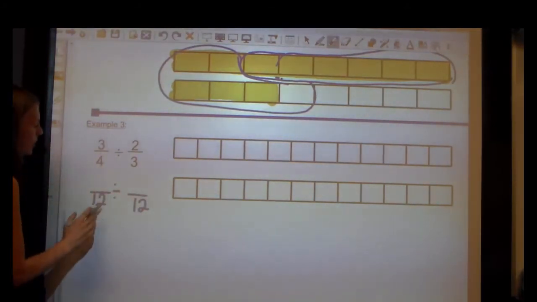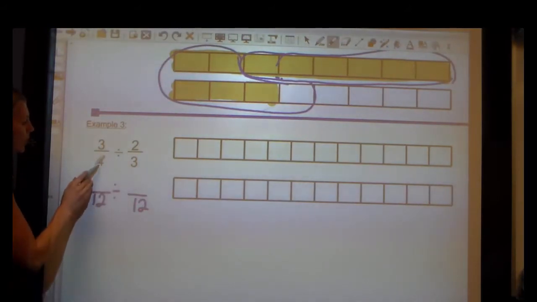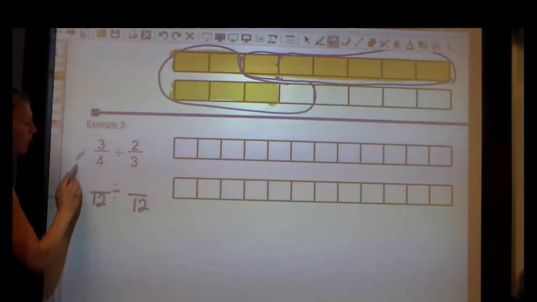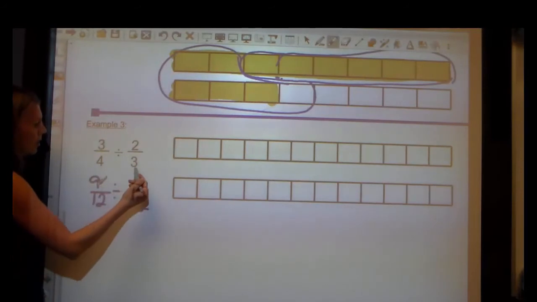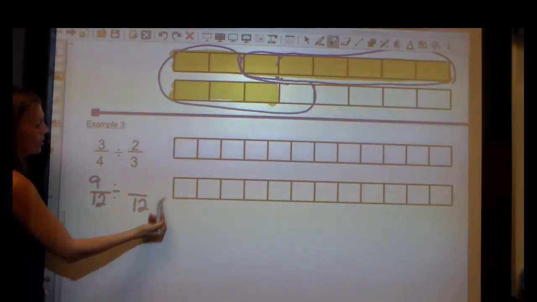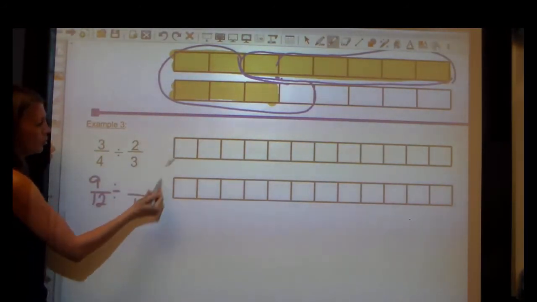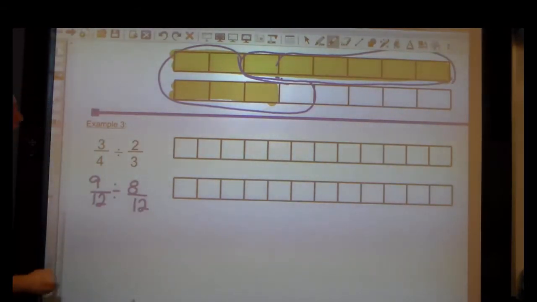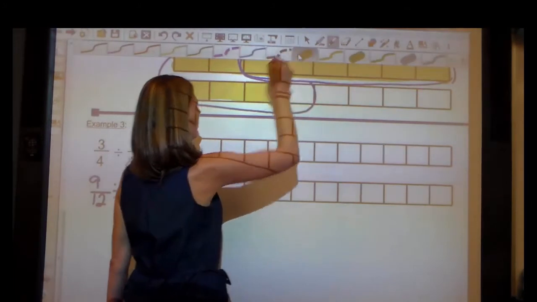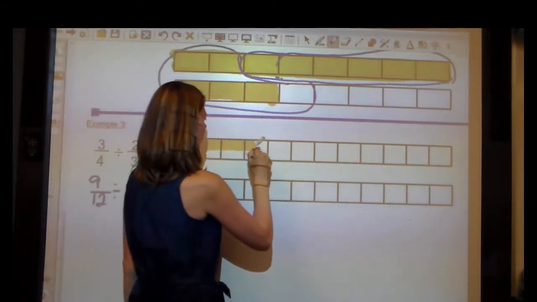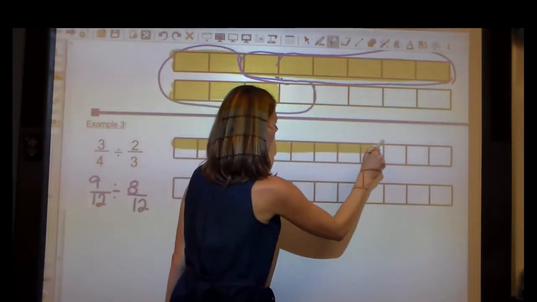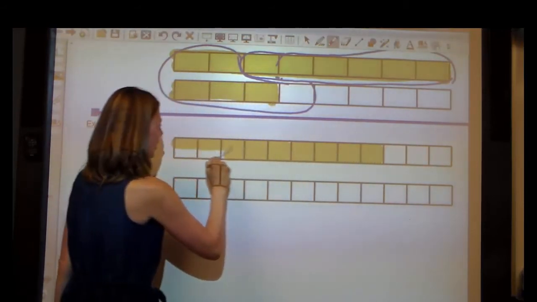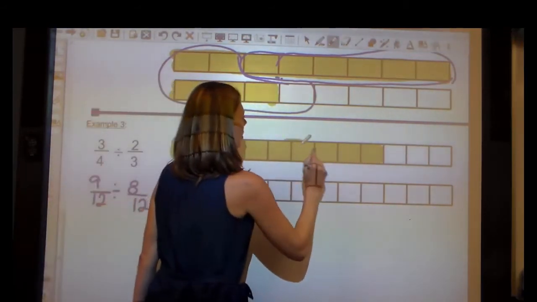So 3/4 would be the same as how many 12? So if I multiply the 4 by 3 to get 12, I multiply the 3 by 3 to get 9. If I want to go from 3 to 12, that's multiplying by 4, so I need to multiply the 2 by 4 to get 8. So I would want to shade 9 out of 12. If I'm shading 9, there would be 3 left over out of the 12.